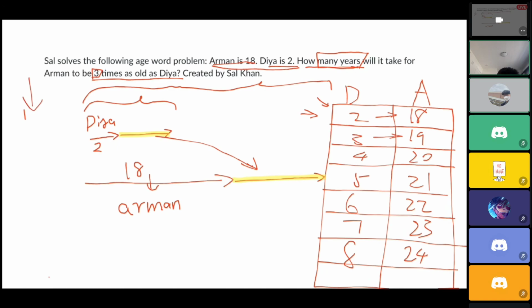If you look at the difference between D and A, A equals D plus 16. This is a very good observation. Are there any other observations that you see between 2 and 18, 3 and 19, 4 and 20? Also, Ryan, do you want to explain why this happened? Why is A equal to D plus 16?